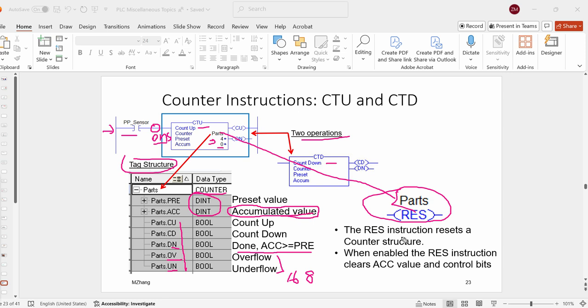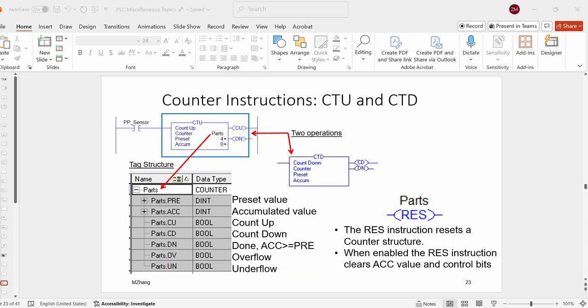So when the RES is executed, it will reset the counter structure. That means the ACC value will be cleared to 0. So the accumulate goes back to 0, and all the control bits will be reset. We'll look at that application in the program.